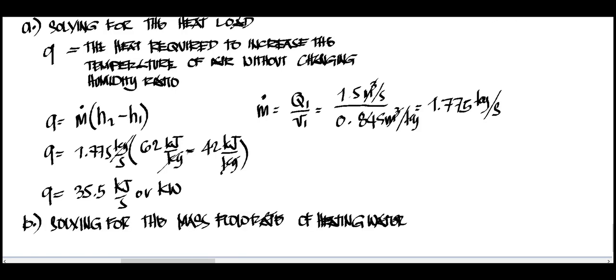Now letter B, solving for the mass flow rate of the heating water running in the coil.